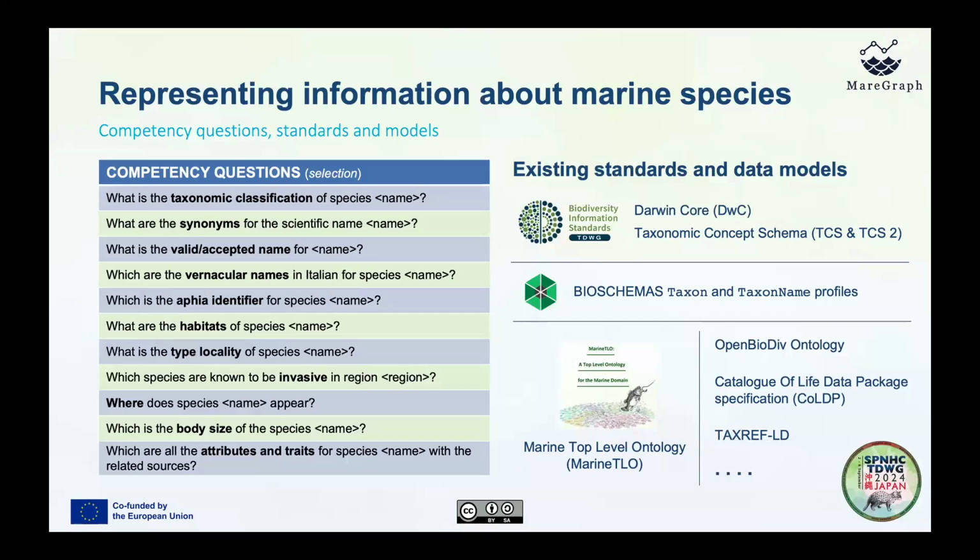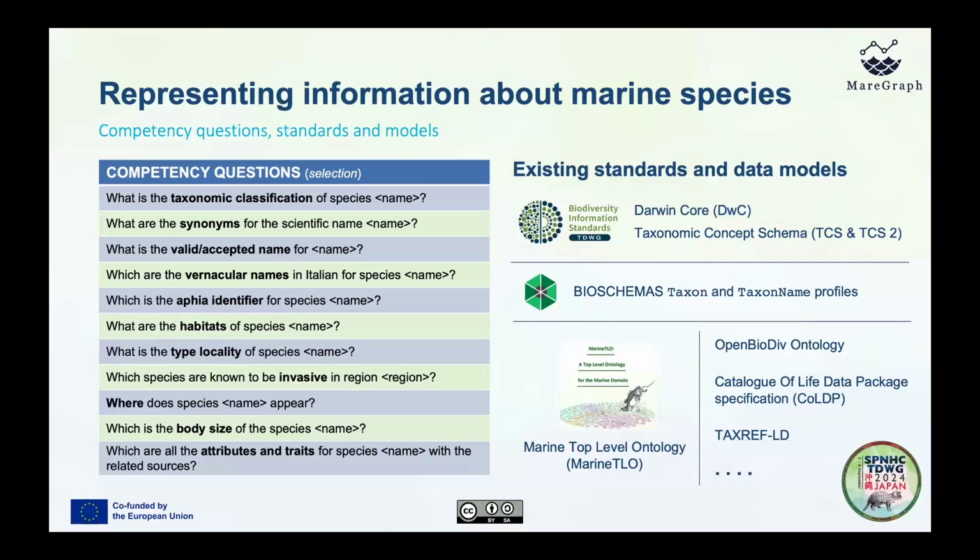We then move to information on species distribution, with questions about the habitats of a species or the type locality, so the place where a type specimen was found. Other questions focus on the invasive species in a given region or generically concern the areas where a species occurs. And then in our selection we have attributes and traits such as the body size of a marine organism.